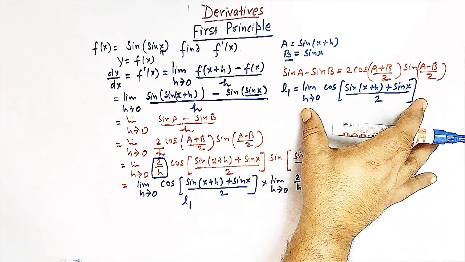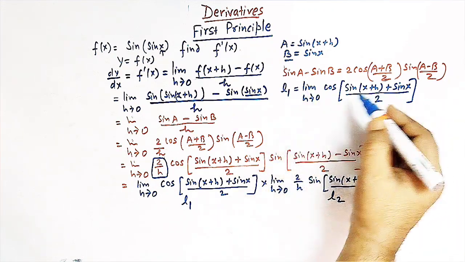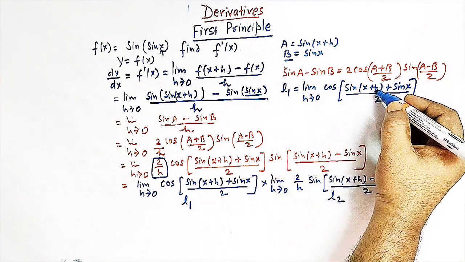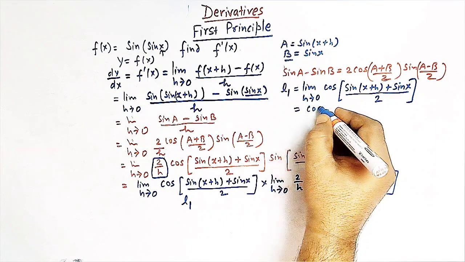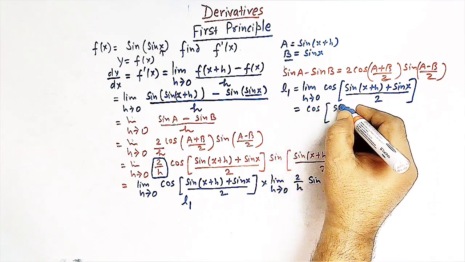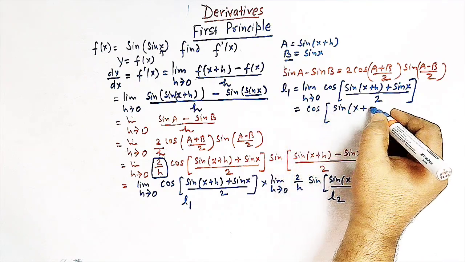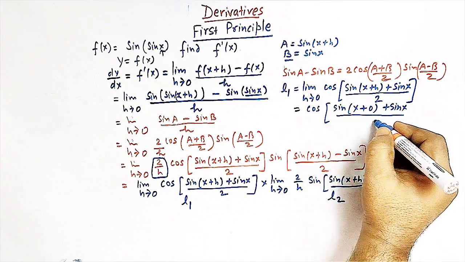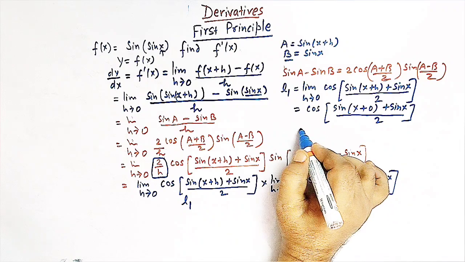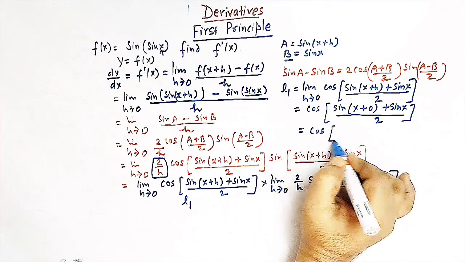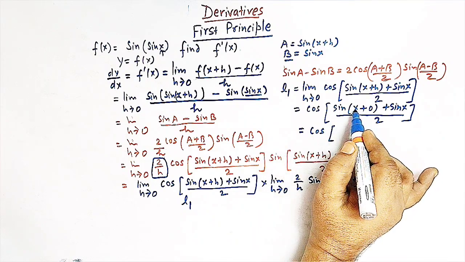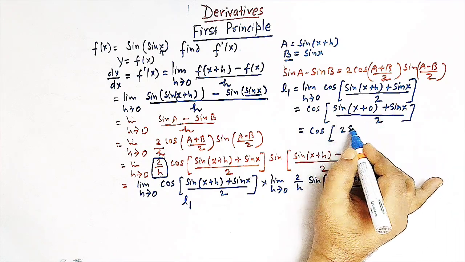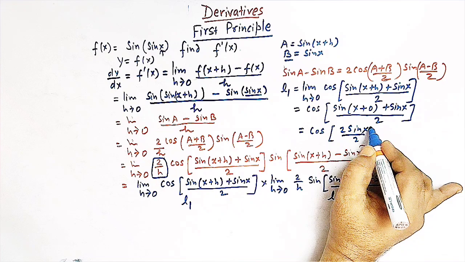So L1 is given by this limit. Now here we have limit h tends to 0, so let us take h equal to 0 over here. So we have cos, and then we have sine of x plus 0, then we have here sine x, divided by 2. So we can now simplify it. Cos, we have sine of x plus 0 is sine x. So we have sine x plus sine x, that is 2 sine x, divided by 2.